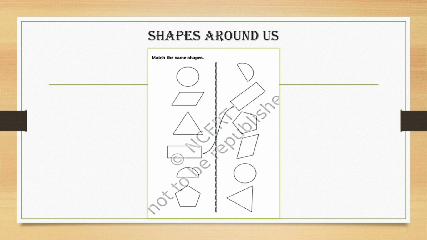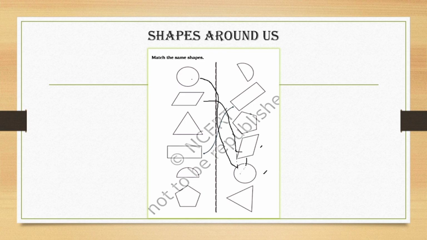Where is the circle in the right side? This is a circle, right? So we will match this circle to this one. And here we have a four-sided figure. It's a quadrilateral. And we can tell this is a parallelogram. Tell after me, parallelogram. Okay, what is the parallelogram in the right side? Here, right? So we will match this one. Okay, so this is parallelogram.